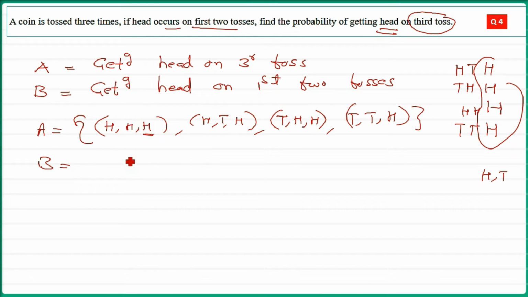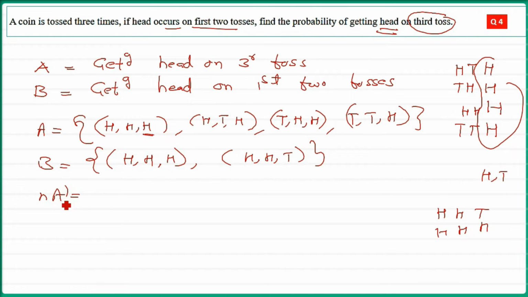Coming to B, getting head on the first 2 tosses. So we have to fix H, H now. H, H, H, H. So only T can come and H can come because we have fixed the first 2. The third can only be tail or a head. So let me write B now. H, H, H and H, H, T.